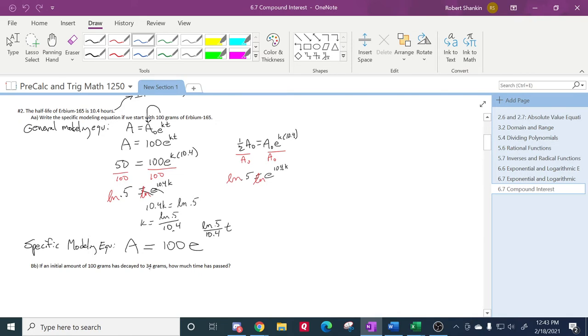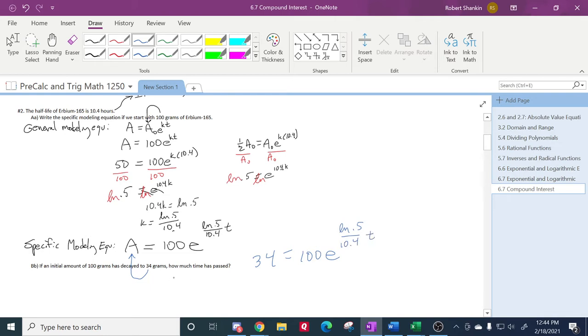Okay, we're going to take this 34 grams and just plug it into here for the A, and then figure out what the T is. So 34 equals 100 e to the 5 over 10.4 times T.